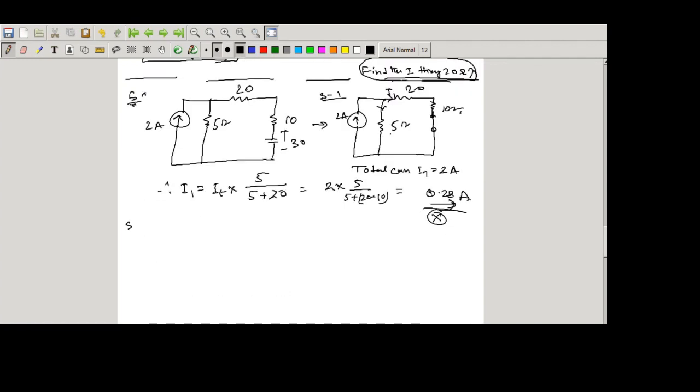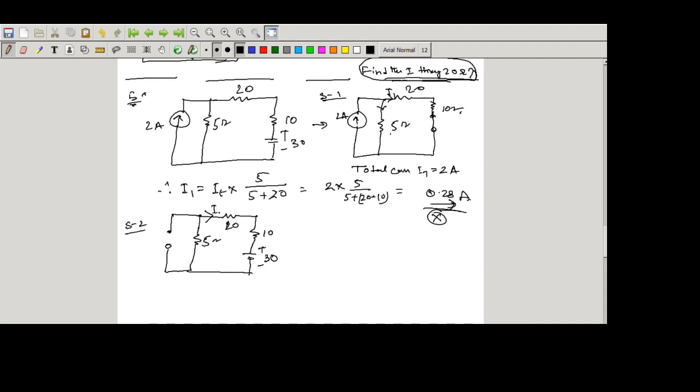Next, for step 2, we turn off the current source and turn on the voltage source. Now if we turn off the current source, the circuit acts as an open circuit. These are the supply voltage. Now here we keep the supply voltage 30, and this is 5 ohm, this is 20, and this one 10. Now we have to find the current through the 20 ohm resistance.